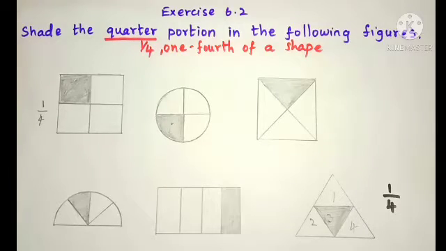Here children, a triangle is divided into 4 equal parts. 1, 2, 3, 4. And to represent the fraction quarter portion, which means 1/4 of a shape, I have shaded one part from the 4 equal parts.